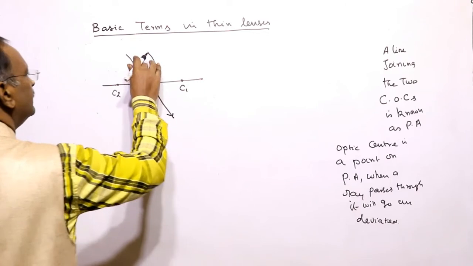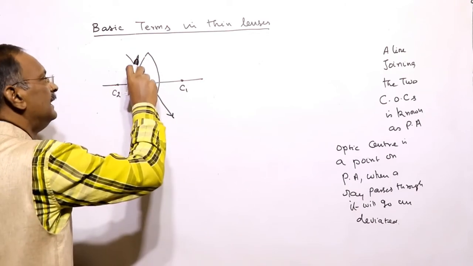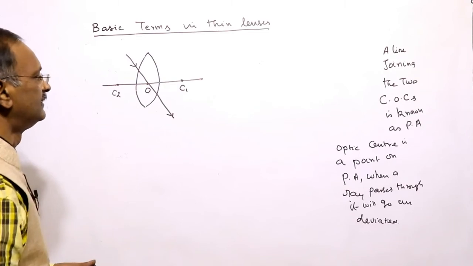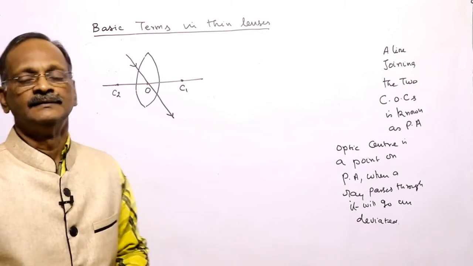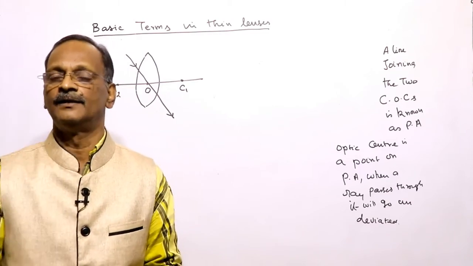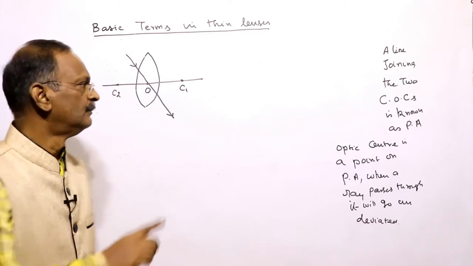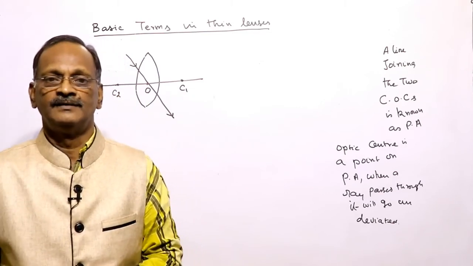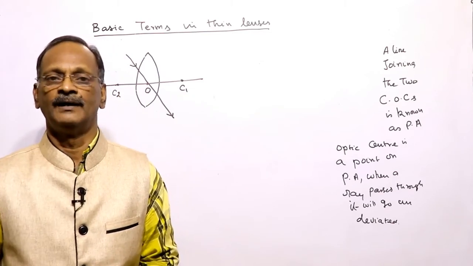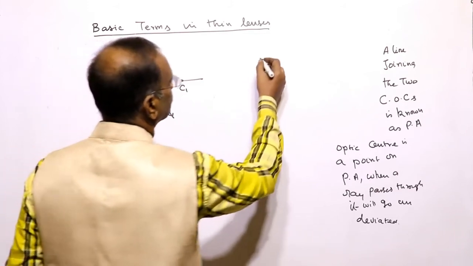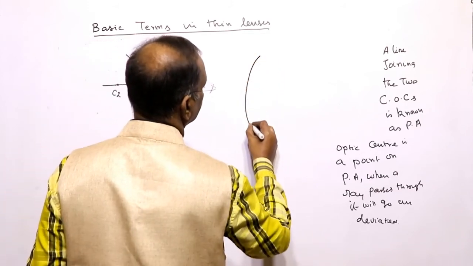This is incident ray on the first surface. This is the refracted ray. This is also refracted ray from the second surface. But actually, these rays when incident on the first surface undergo refraction in this surface and this surface. So it will go parallel to the incident. The emergent ray will go parallel to the incident ray, which will suffer a lateral shift.